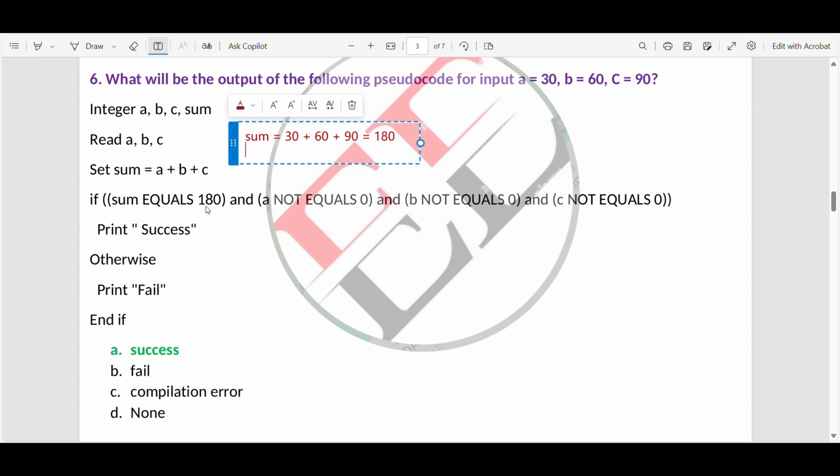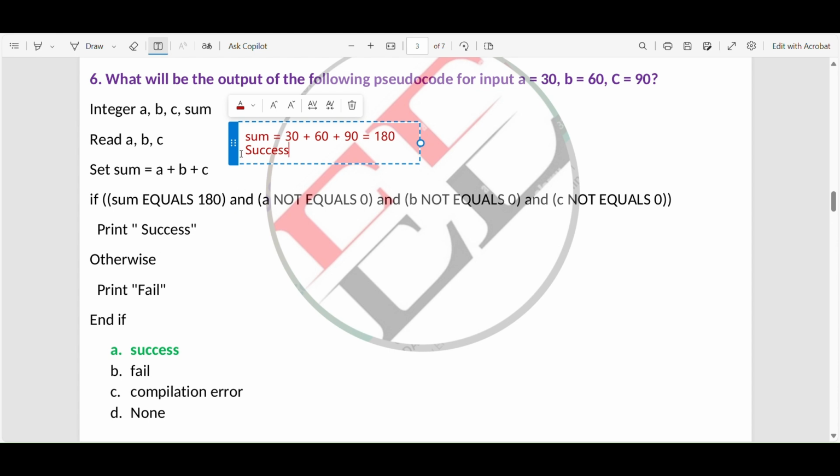And next, if sum equals 180, yes, sum equals 180, and A not equals 0, and B not equals 0, and C not equals 0. Yes, right? Because by adding A, B, C, we are getting 180, and A is not equal to 0, A is 30. B is not equal to 0, yes, it is 60. C is not equal to 0, yes, it is 90. So directly we are printing success.